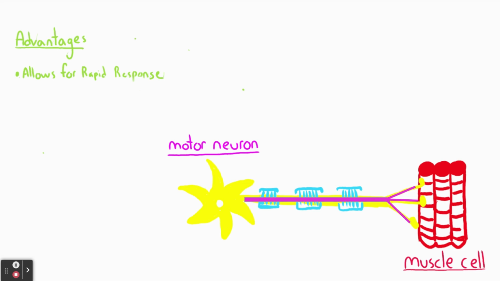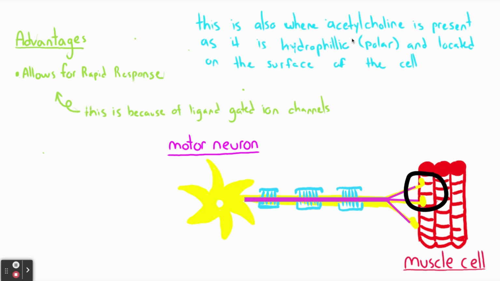Say your hand is over a stove and you're not even thinking about it. Your hand isn't just going to stay there. No, it's going to immediately retract. This is an example of an immediate response. This is because of the ligand-gated ion channels, as seen on the surface of the muscle cell. This is also where acetylcholine is present, as it is hydrophilic, polar, and located on the surface of the cell.